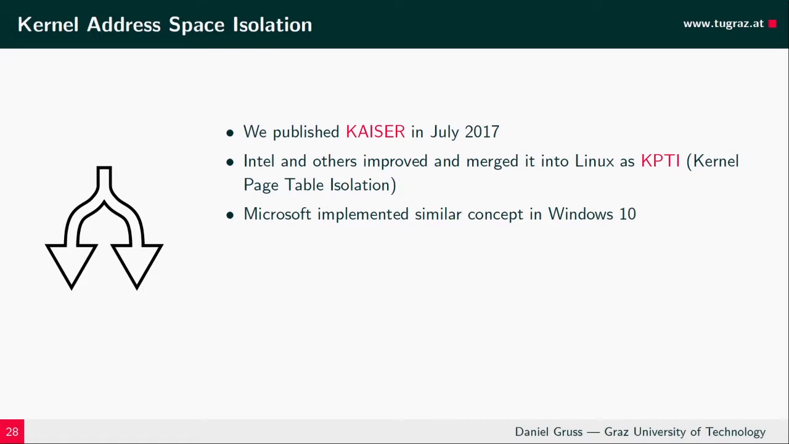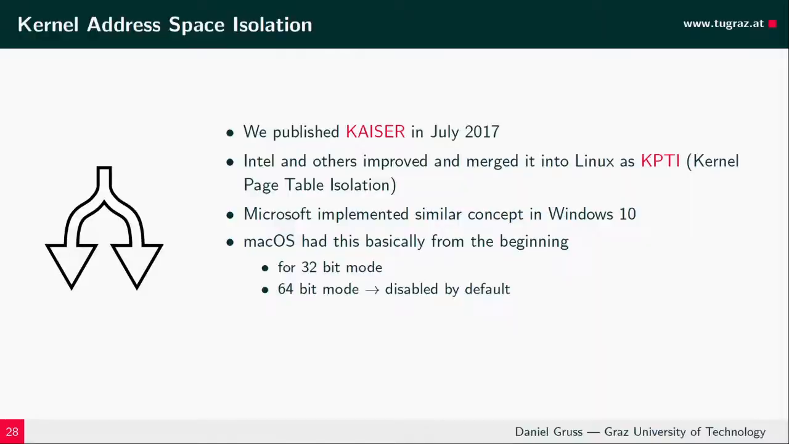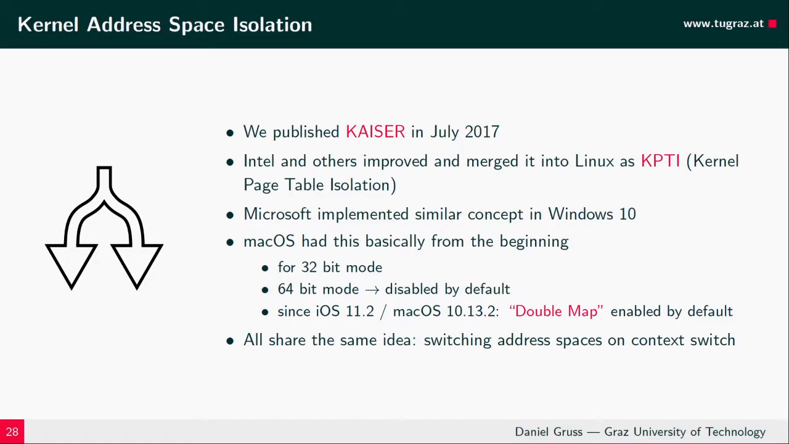Microsoft implemented a similar concept in Windows 10. macOS actually had this concept integrated from the beginning, but only in 32-bit mode. Why? Because in 32-bit mode, you only had these 4 gigabytes of virtual address space, which is not enough if you have 4 gigabytes of RAM and want to use it for a single process. So they had then 4 gigabytes of virtual address space for the user space and another 4 gigabytes for the kernel. So they did that for other reasons, not for security. And in 64-bit mode, they were like, nah, this costs performance, let's just disable this, we don't need it. And then they were in a fortunate situation because they already had some basics implemented for that. And now it's enabled by default. All these implementations share the same idea. And of course, I'm very happy that some stupid idea I had made it into every operating system.